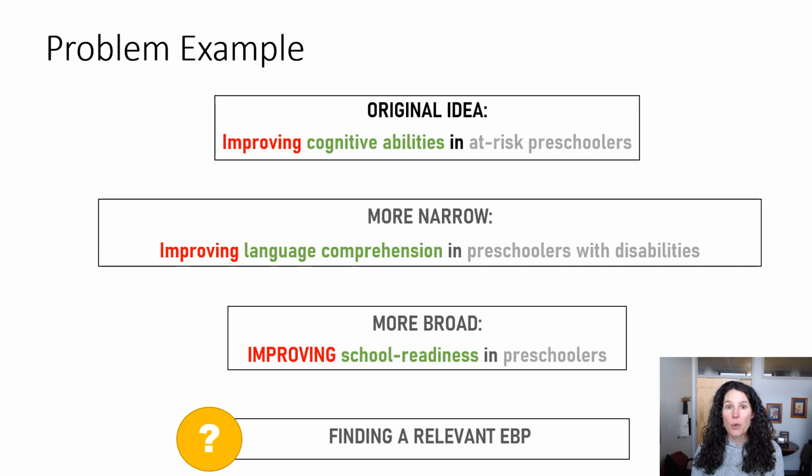So here's an example of an original idea to improve cognitive abilities in at-risk preschoolers, and a way to make it either more narrow, improving language comprehension in preschoolers with disabilities, or more broad, improving school readiness in preschoolers. I personally think any of these three would be appropriate for this stage of your project and would allow your group members to complete the agency investigation worksheet and the evidence-based program worksheet.